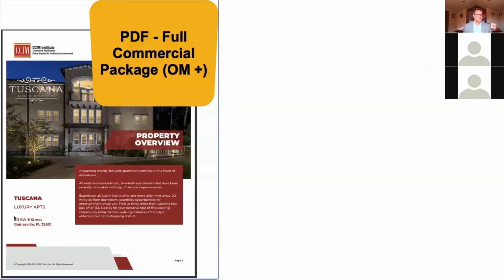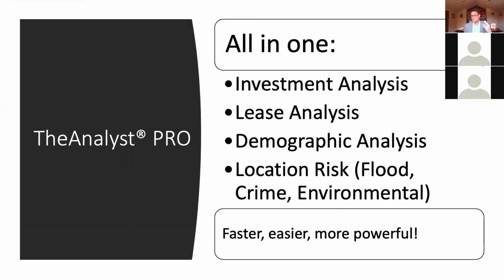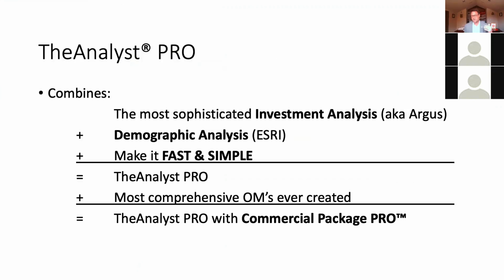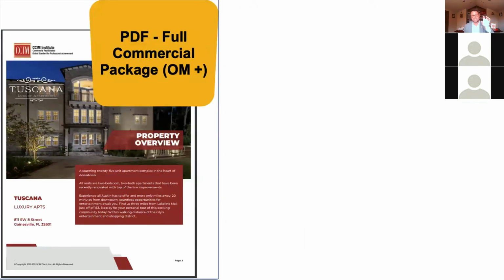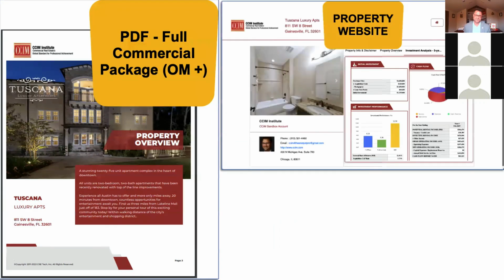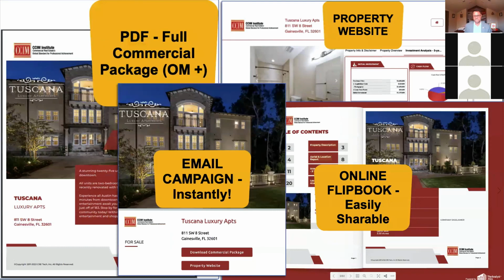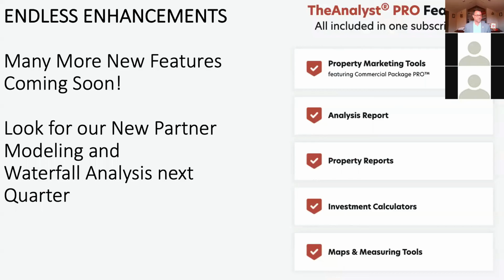Let me, I know some people got to jump. Let me just say, the Analyst Pro, we've got the investment, the lease analysis, we got demographics in here, we got flood maps, crime information, environmental information. We put all this together into what we call our Commercial Package Pro to create that entire package. That entire package then creates a PDF. We call it an OM Plus because it really becomes kind of a due diligence package if you want it to be. It builds a property website that we host for you. It creates that flip book that you can easily share out, and it creates a full email campaign for you as well. And it does it very, very quickly.